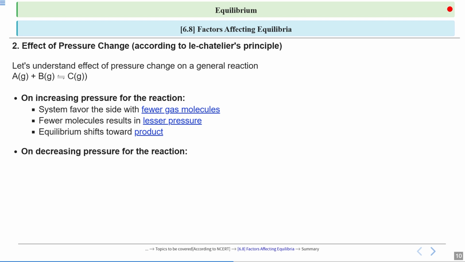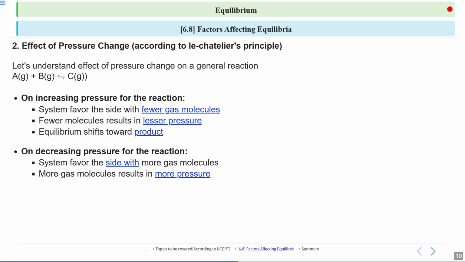Now we will take the opposite case. What will happen if we decrease the pressure for the reaction? Is there any result of it? Yes. Now the system will favor the side with more gas molecules. Why is it doing so? So that the pressure can be increased again. If you take this given reaction again, then the reaction will proceed in the backward direction so that you can produce more moles. Is it clear to you?